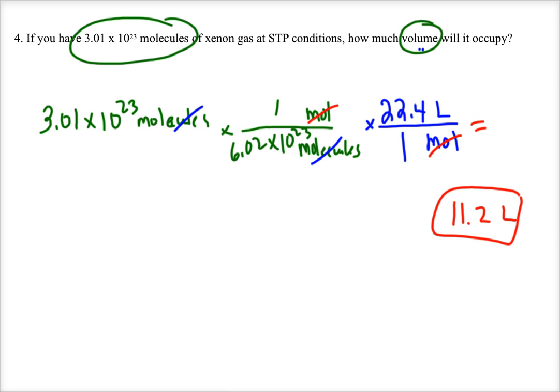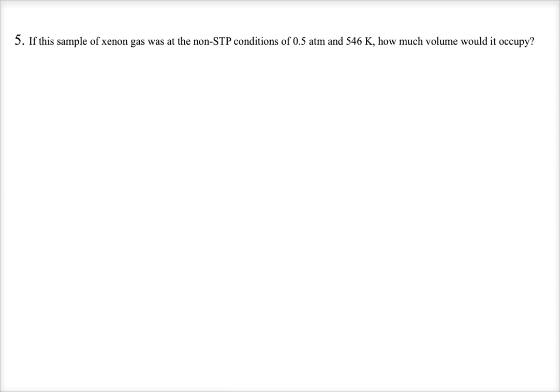All right, throwback to an earlier unit. What if we have that sample of xenon gas from problem number 4, but it's at non-STP conditions of 0.5 atmospheres and 546 Kelvin, what will the volume then be?